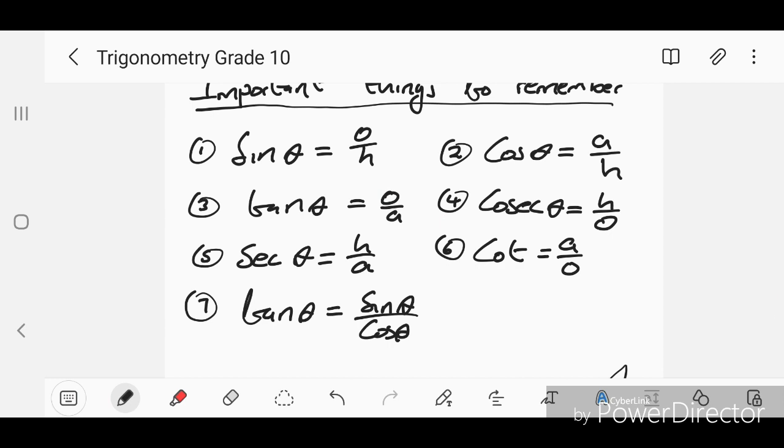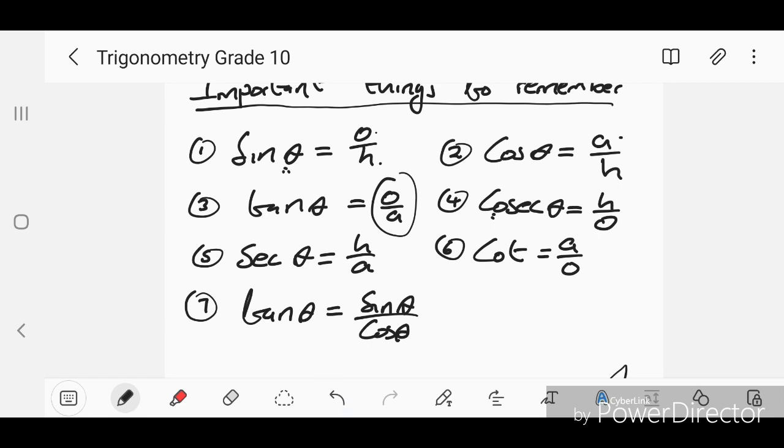Cosec is the opposite of sine, cosec. So you can see this is opposite over hypotenuse. Now this they swap. This is hypotenuse over opposite. Sec is the opposite of cos. So if this one is adjacent over hypotenuse, this one will be hypotenuse over adjacent. Cot is opposite of tan. So this is adjacent over opposite, because you can see this side, it's opposite over adjacent.